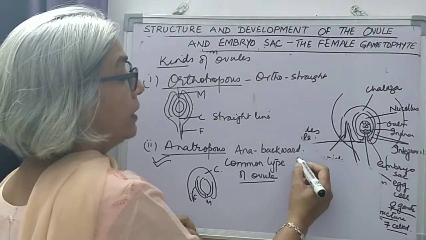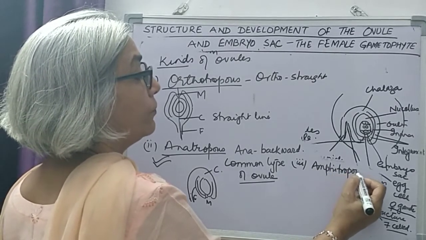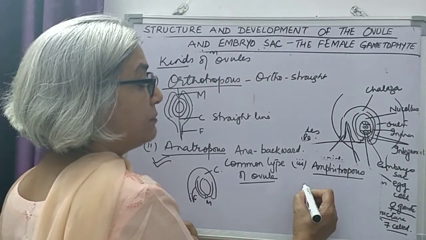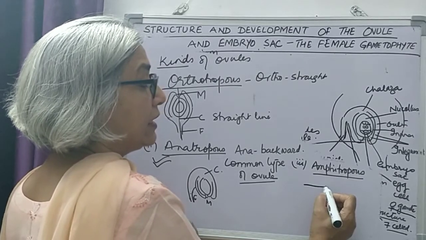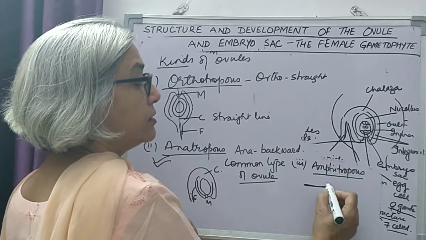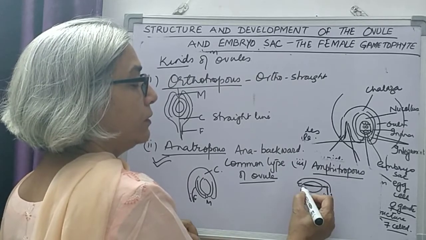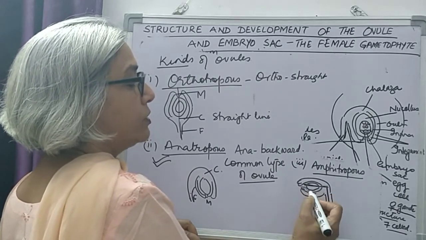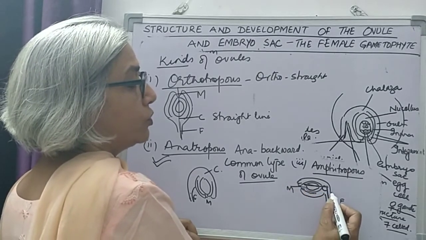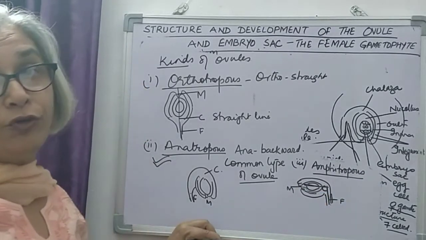Then another kind of ovule is called the amphitropous ovule. The amphitropous ovule is placed transversely and is at right angles to the funicle. Suppose this is the funicle, these are the two integuments covering the nucellus, this is the embryo sac, this is the chalaza, this is the micropyle, and this is the funicle. So the ovule is placed transversely and is at right angles to the funicle.